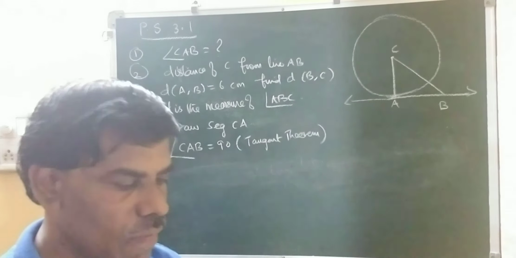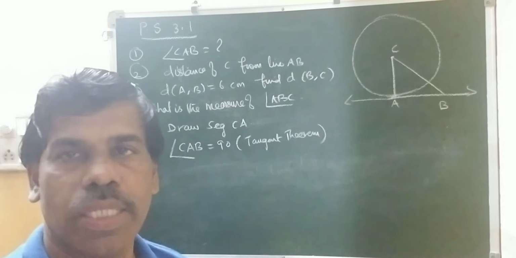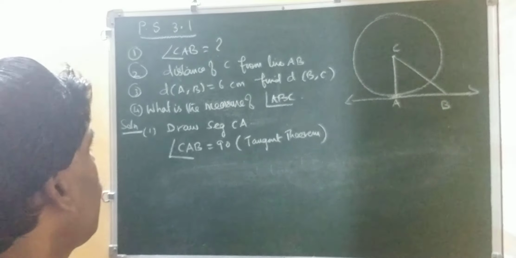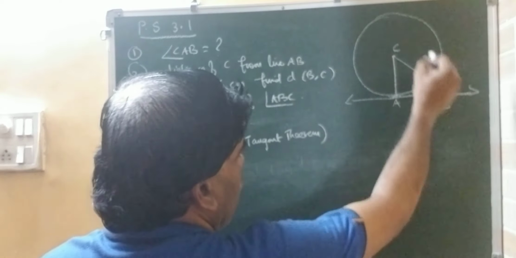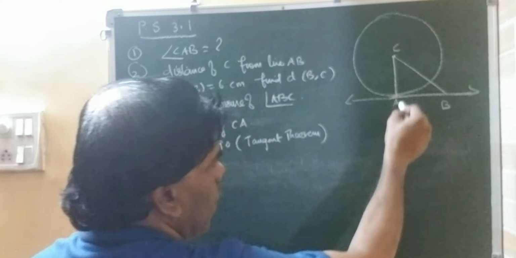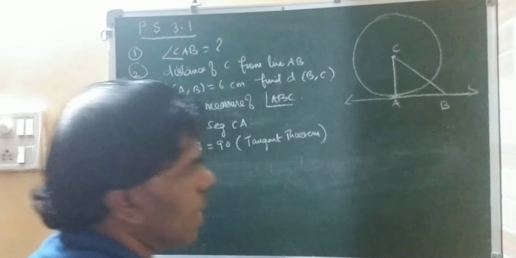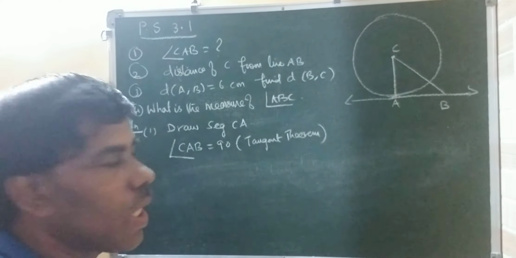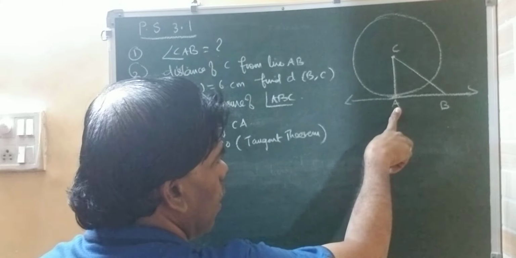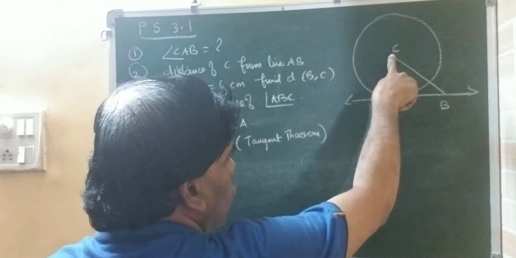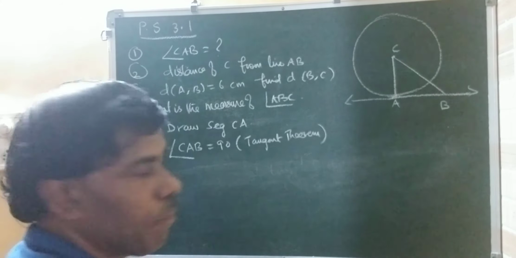Now see, we will solve practice 3.1. First sum is like this. There is a circle, there is a center C, and there is a tangent at the point A to the circle, and then they have joined CA and CB.